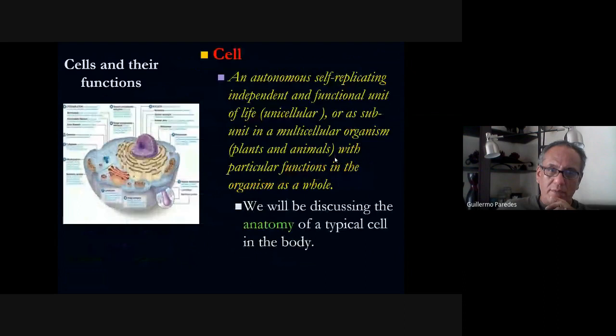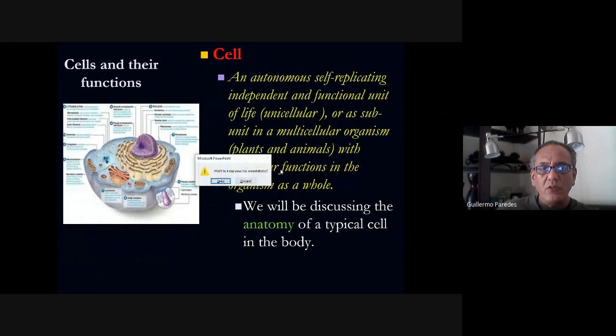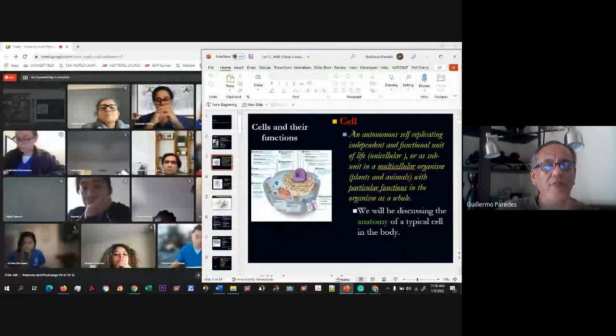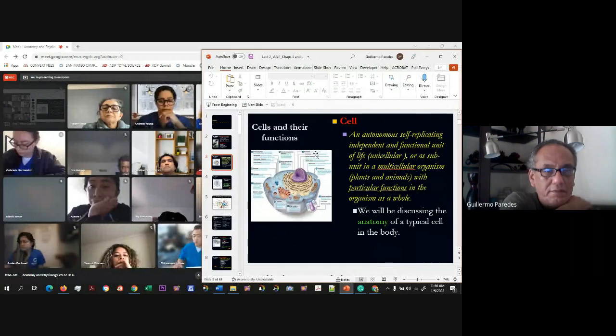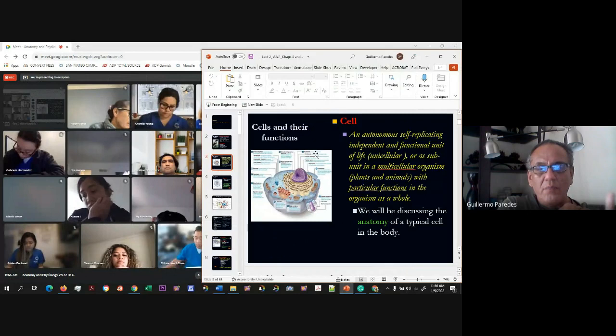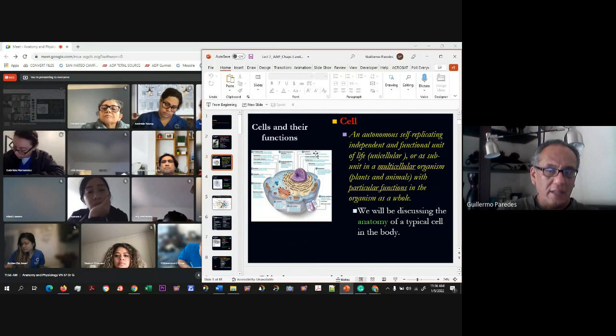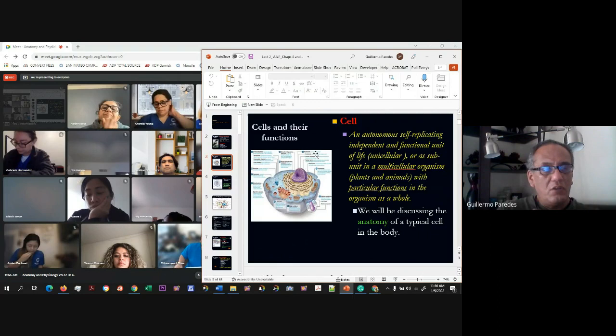So a cell. The cell is autonomic, self-replicating, independent, so we can read that, right? But I'm going to give you the concept. What is a cell? A cell is the smallest unit of life. Very simple. The smallest unit of life. Okay? So this cell is going to be, as I mentioned, composed of organelles. You know the levels of organization. You have molecules. The molecules form organelles. And the organelles are going to form the cell. The cell is going to put together all these organelles. Okay? All right.